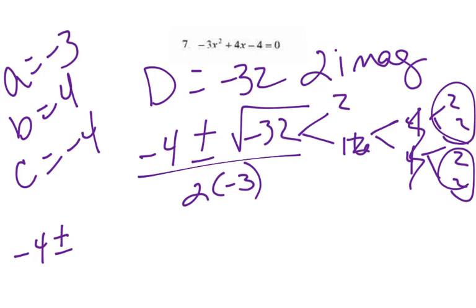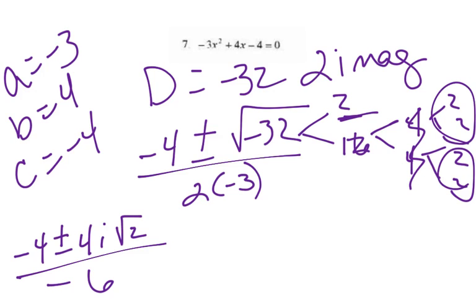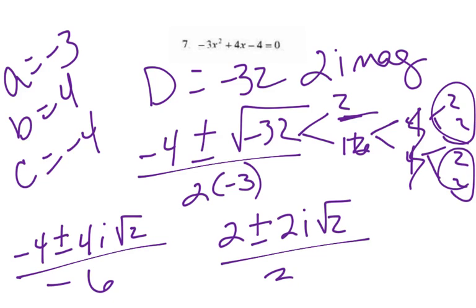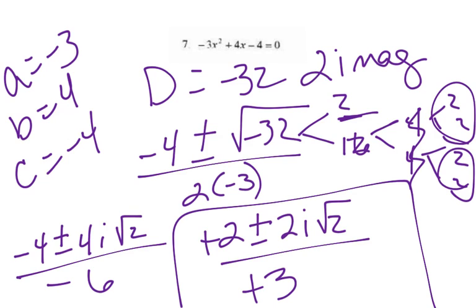Negative 4 plus or minus 2 times 2 is 4i. Square root of, there's one lonesome 2. All over negative 6. Divide everything by 2. 2 plus or minus 2i square root of 2, all over 3. Negative 3. Change all signs because I don't want a negative in the bottom, which means that becomes a plus and that becomes a plus. When I was canceling and dividing by 2, that square root of 2 is protected. If it's under the square root symbol, you're not going to reduce it.